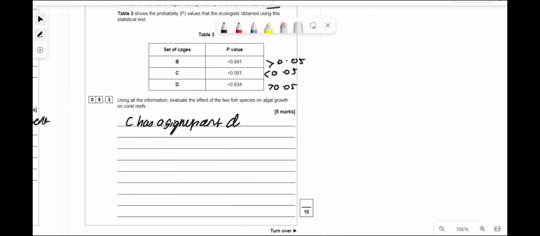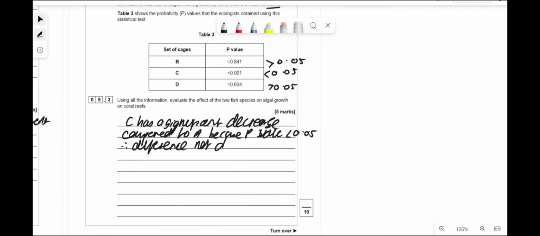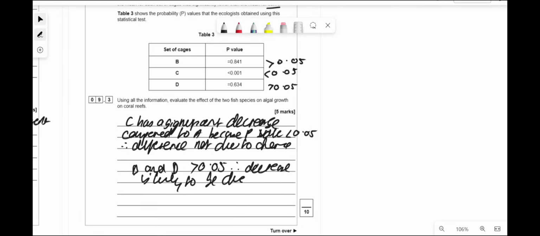So C has a significant decrease compared to A because its p-value is less than 0.05. Therefore the difference is not due to chance. Whereas in B and D, it's greater than 0.05. Therefore, the decrease is likely to be due to chance.